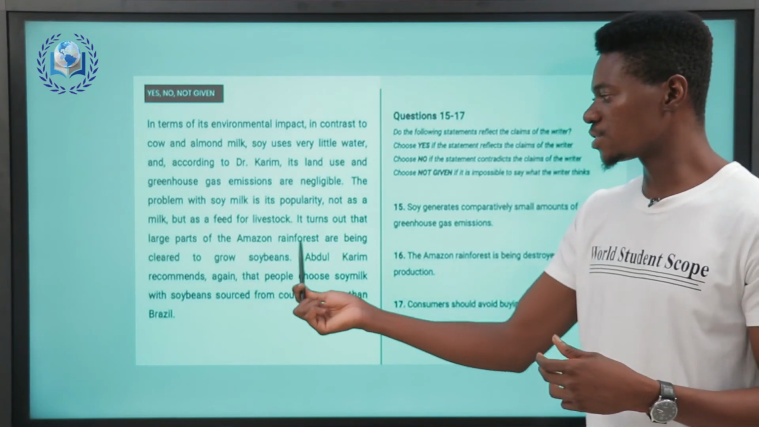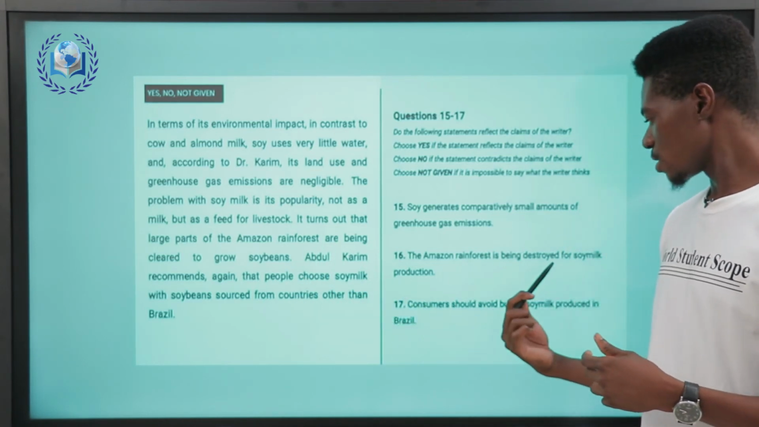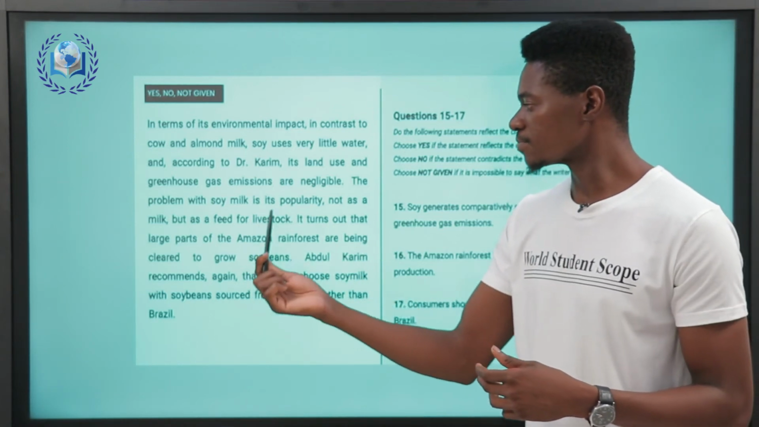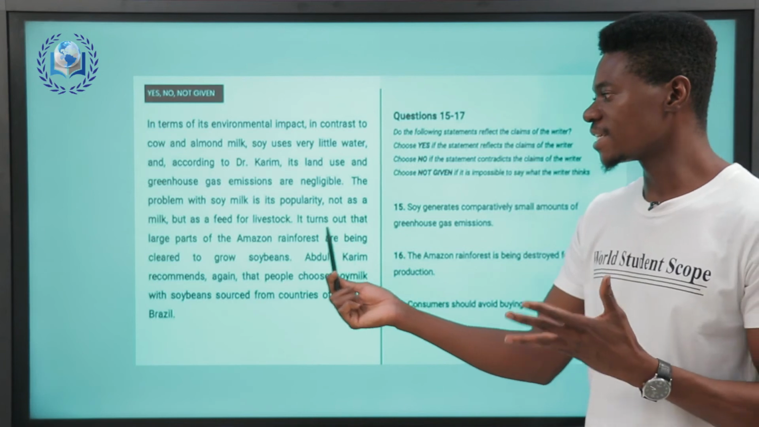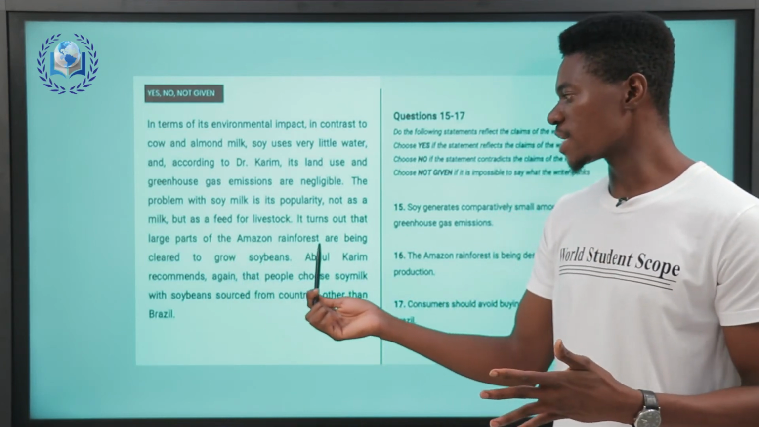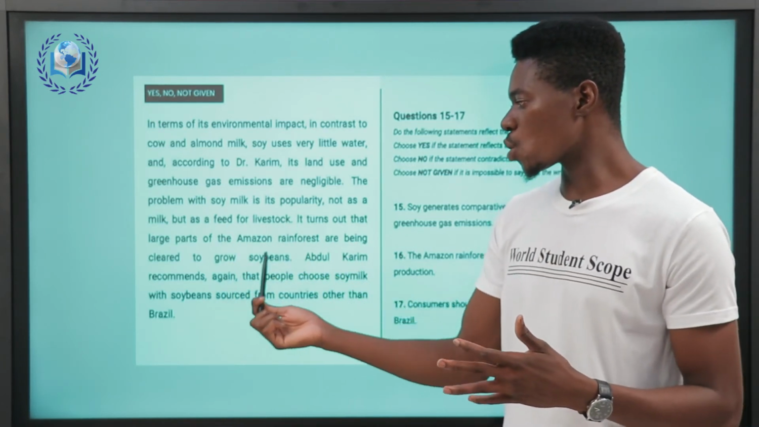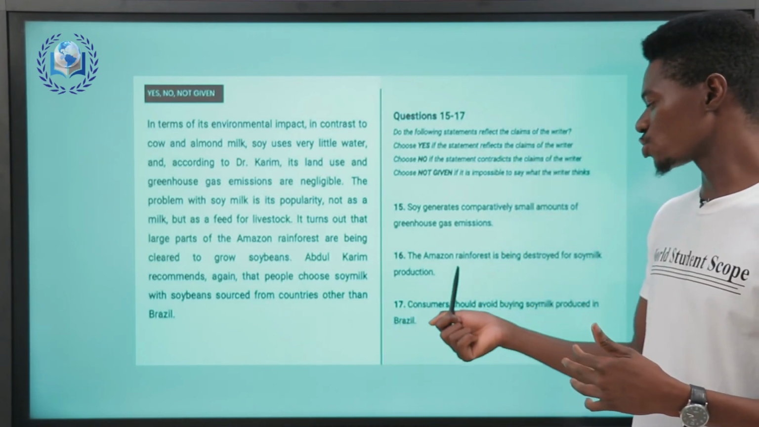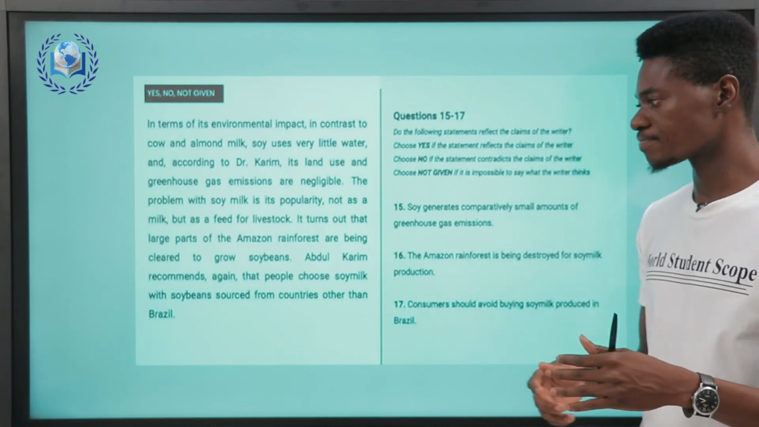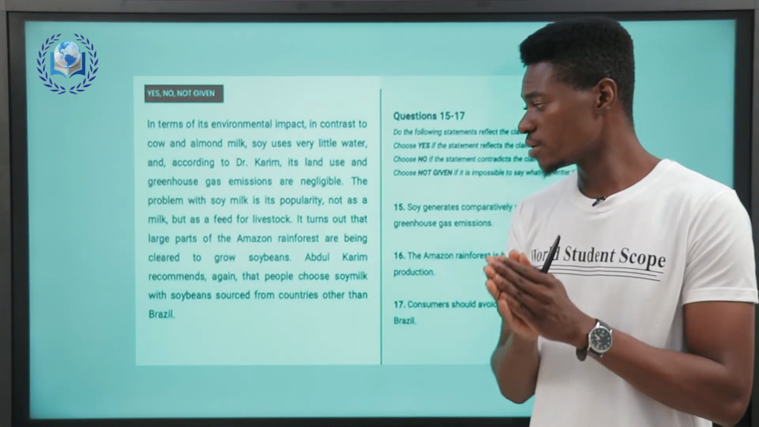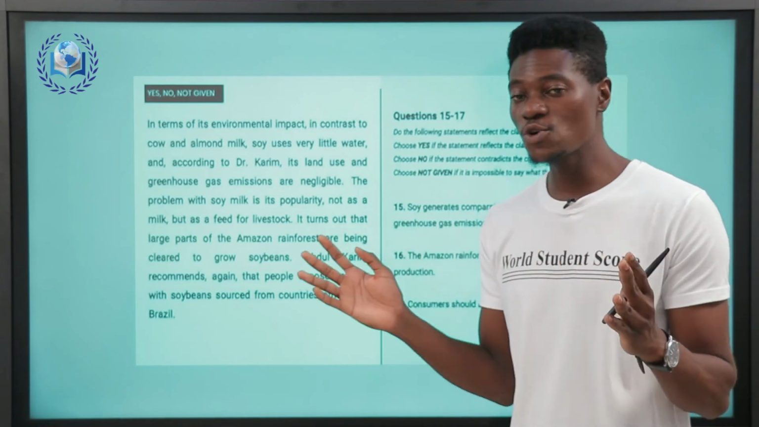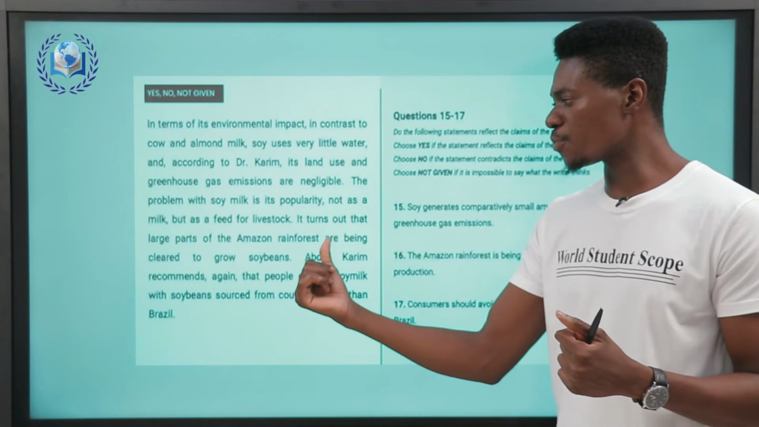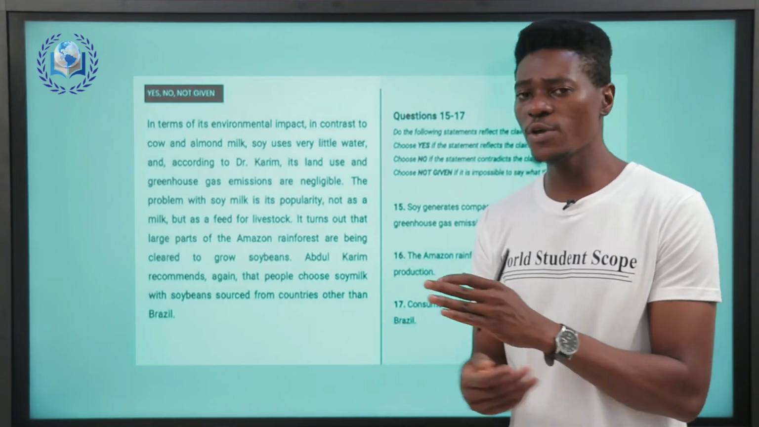Rainforest, if you find it, it's here. Destroyed for soy milk production. Now let's read. It turns out that large parts of the Amazon rainforest are being cleared to grow soybeans. The Amazon rainforest is being destroyed for soy milk production. The question and the information do contradict, okay? This information from here and this information from here, we can find there are two different pieces of information.